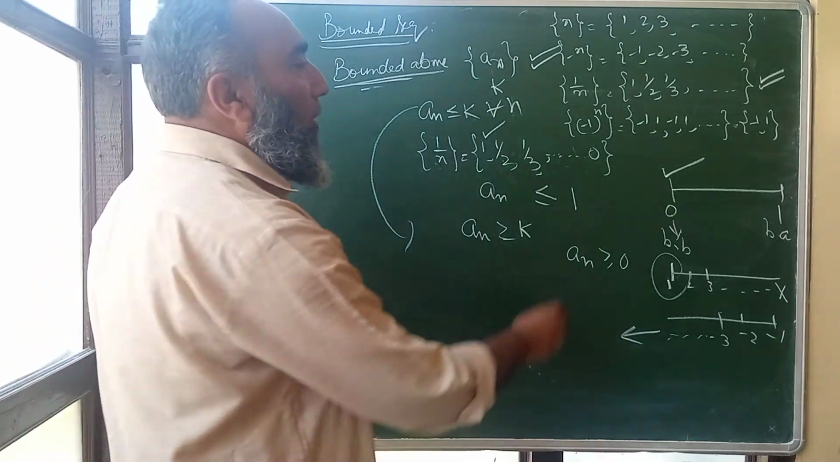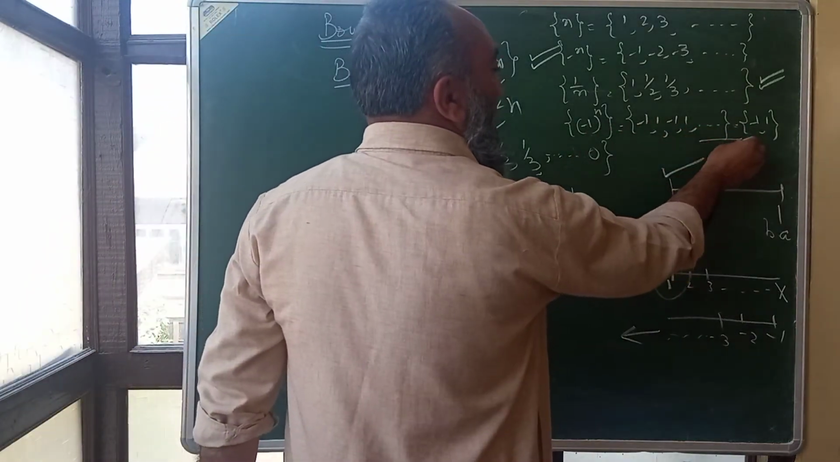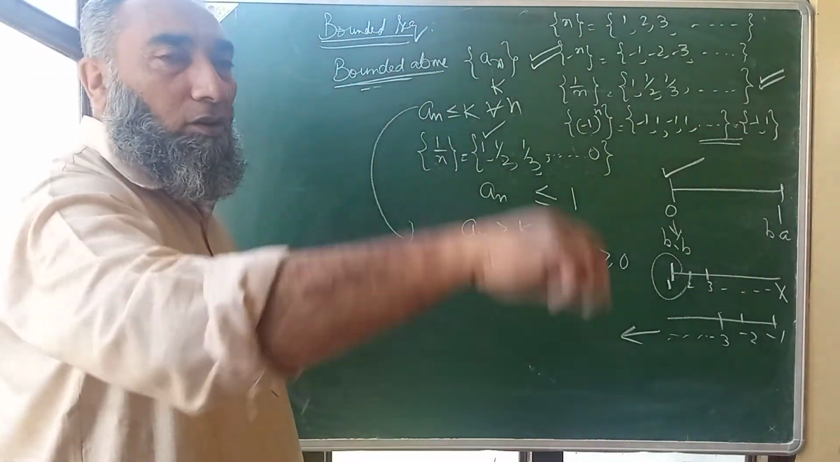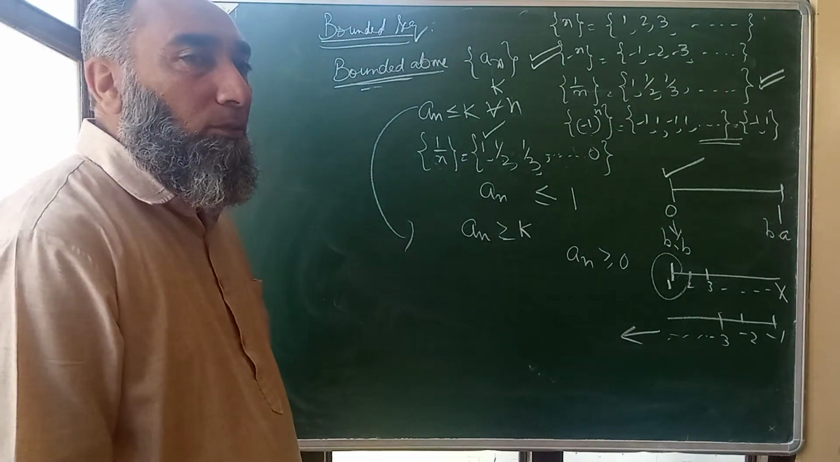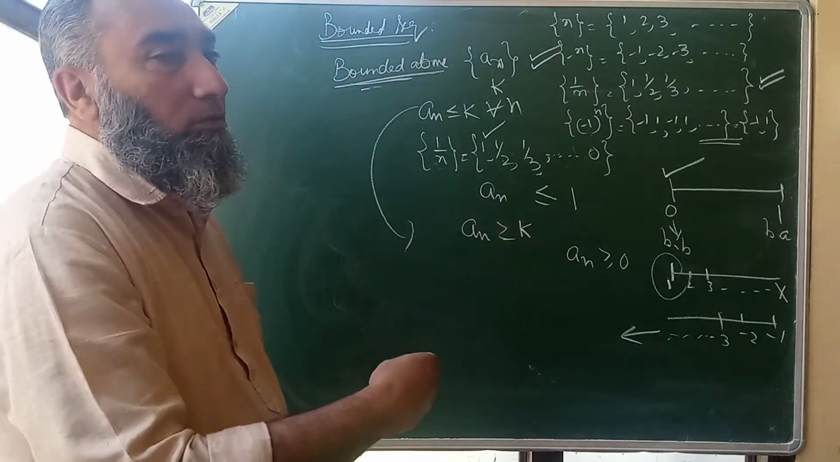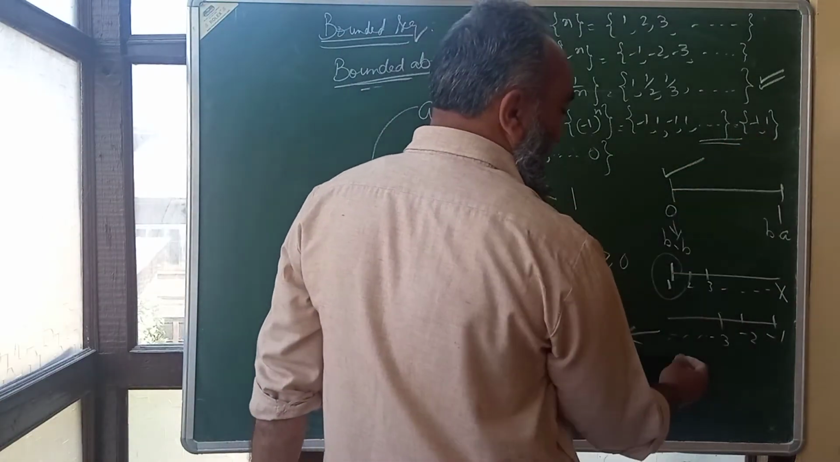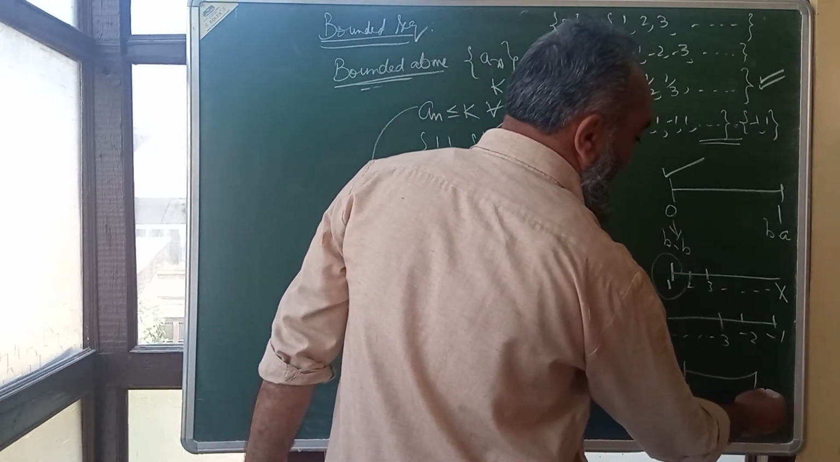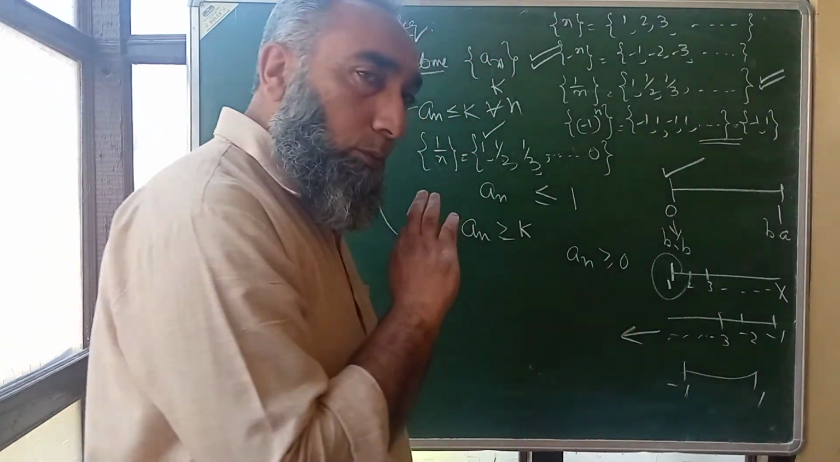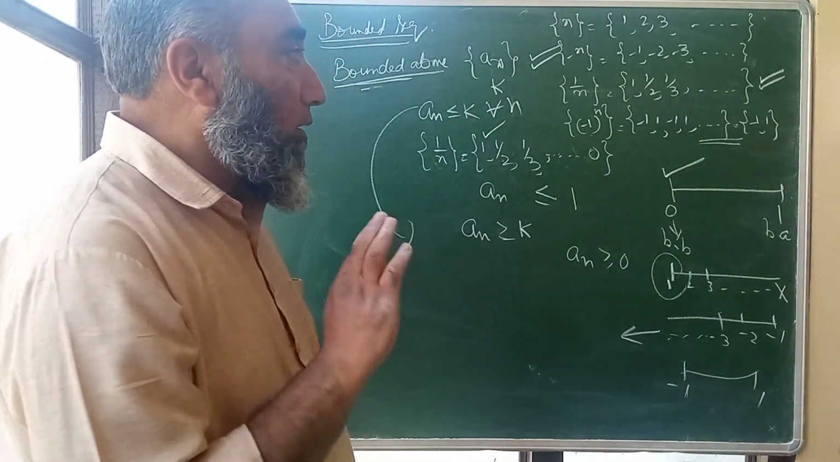Okay. Now this sequence, this is an oscillating sequence. It oscillates between -1 and +1: -1, +1, -1, +1. Although you have lower bound is -1, upper bound is 1. So it's a bounded sequence, but then it's an oscillating sequence.